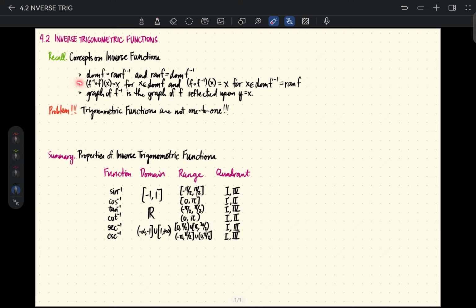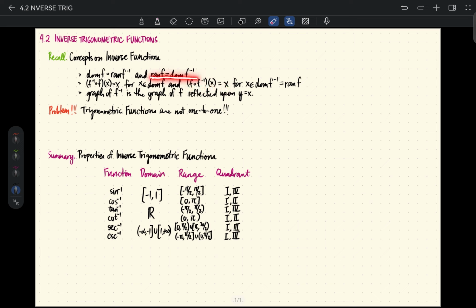Second one, this is inherent from the name itself, inverse functions. So basically, these two revert each other's effects. First one, f inverse, circle f. So if you will recall, this circle here means composition of functions. So f inverse of f of x equals x for x in the domain of f, and f of f inverse of x equals x for x in the domain of f inverse.